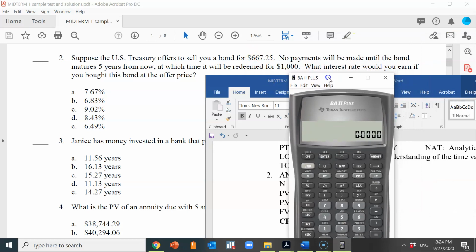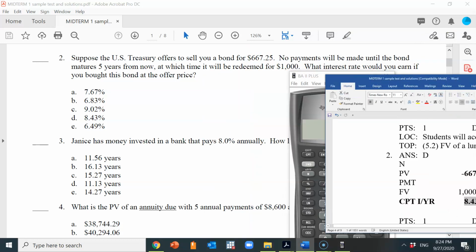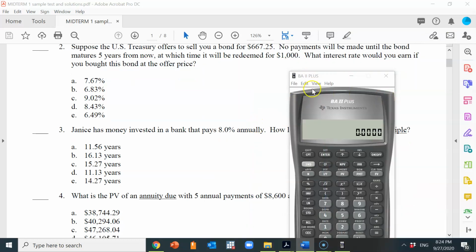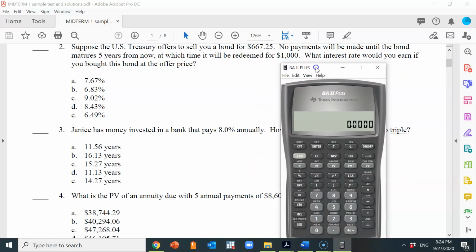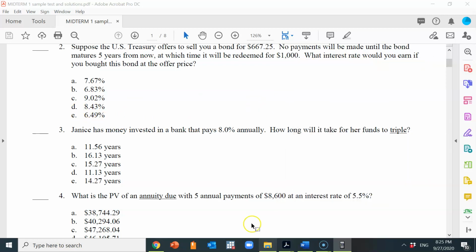Let me move away the answer and move in the calculator. So you could input negative 667.25 as PV, 0 as payments, 5 as N, 1,000 as future value, compute for I. Okay, we have option D here.